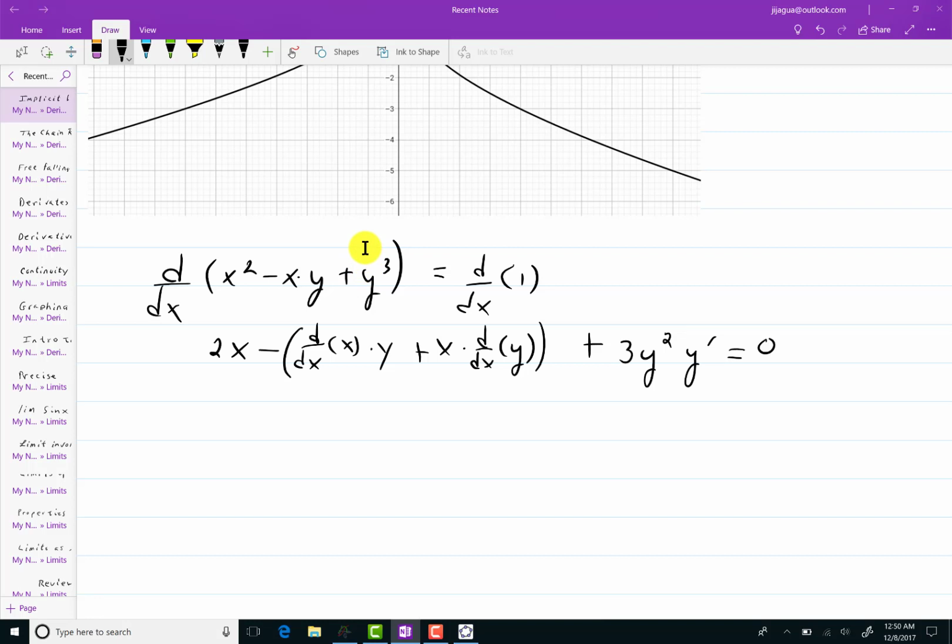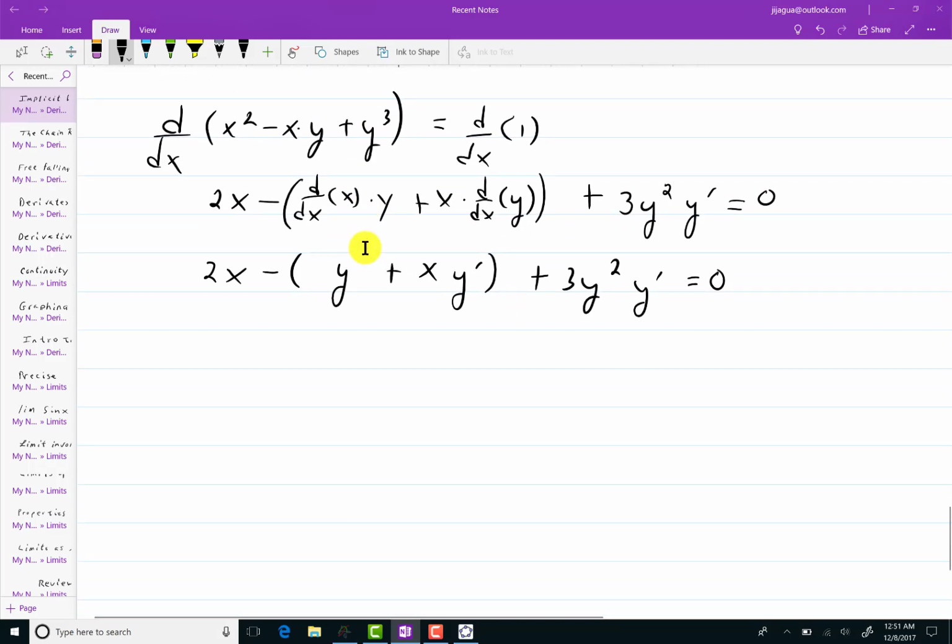Let me go ahead and finish up the details in the parentheses. The derivative of x is 1, so I have y plus x y prime, because the derivative of y is y prime, plus 3y squared y prime equals 0. Simplify a little bit more. I have 2x minus y minus xy prime plus 3y squared y prime. Let me make that y prime look reasonable.